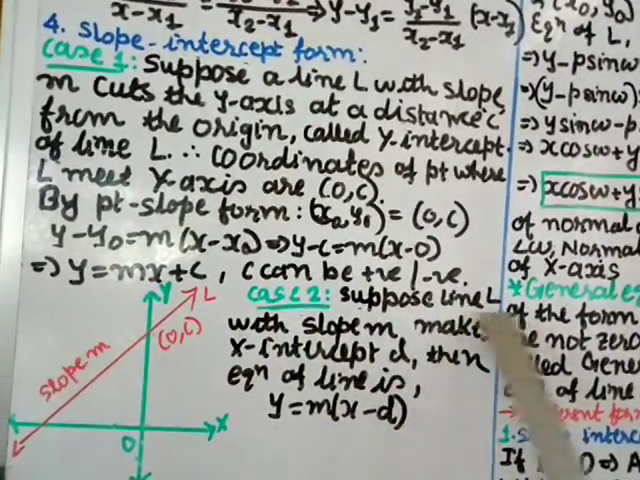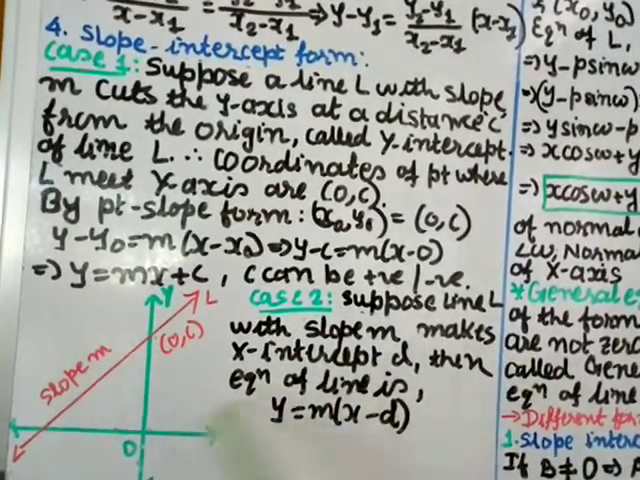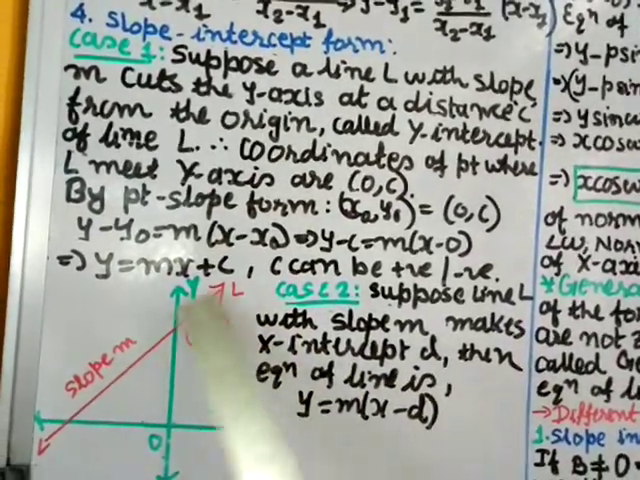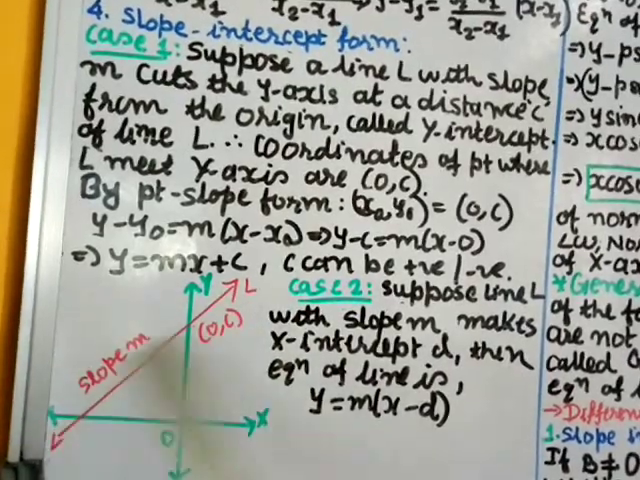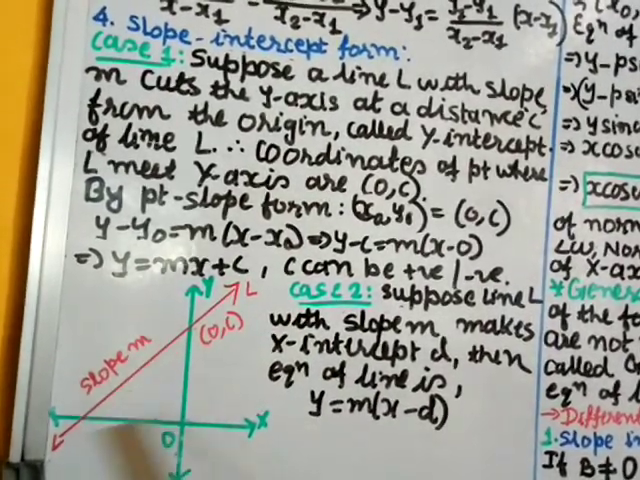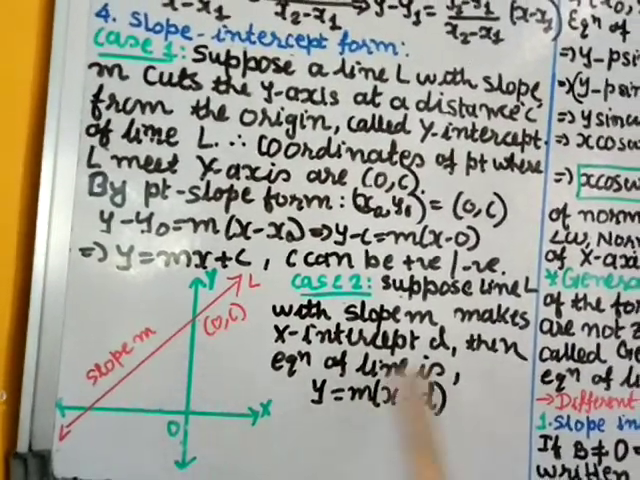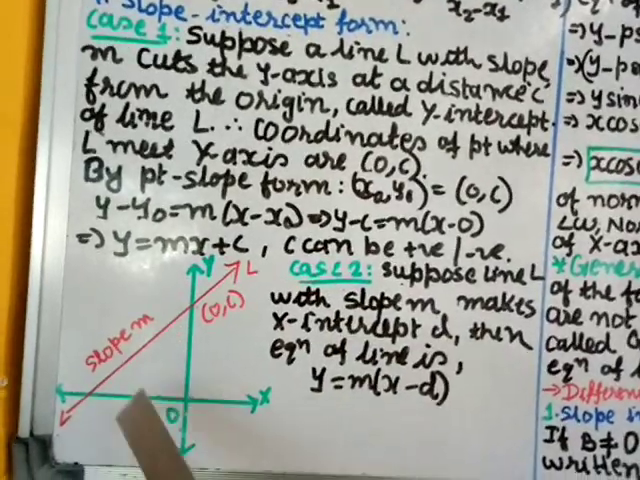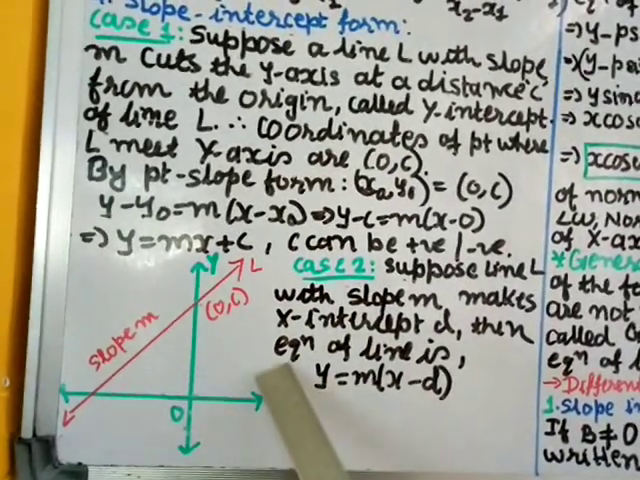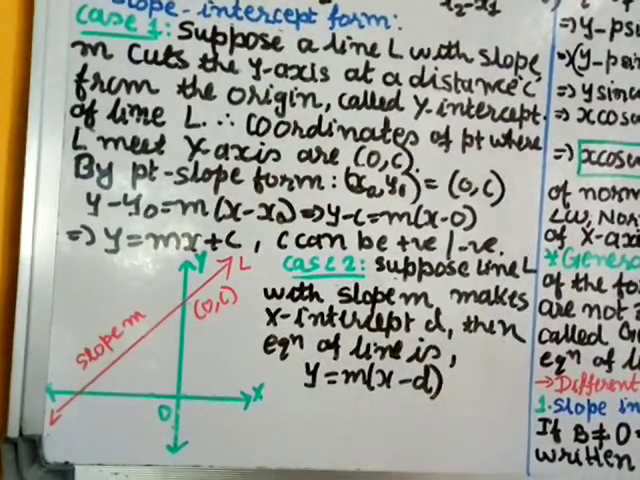Case 2, suppose line L with slope m makes x-intercept d. Now suppose you are not given the y-intercept but given the x-intercept. So how much it cuts from the origin on the x-axis. It can be either this side or this side. If this side is negative, then this side is positive. So I am given d that is positive, so it is in this direction. Then the equation of line is y equal to m into x minus d. The proof you can try yourself.